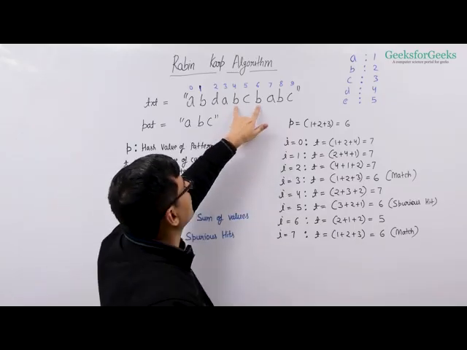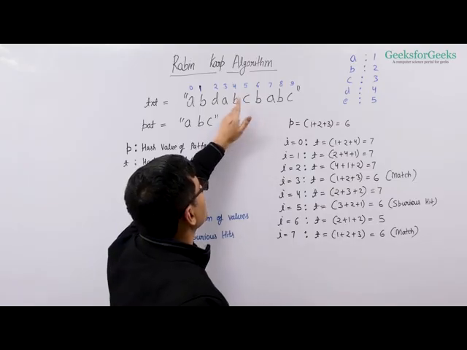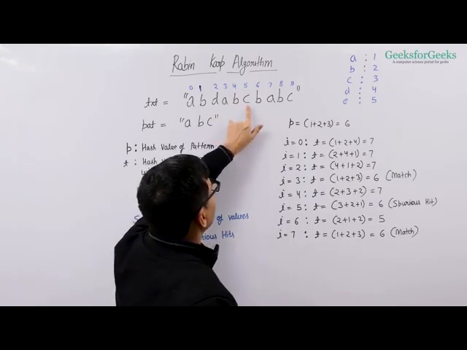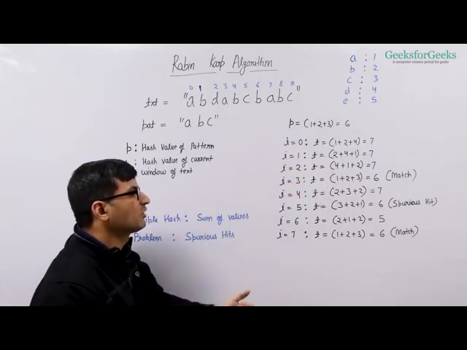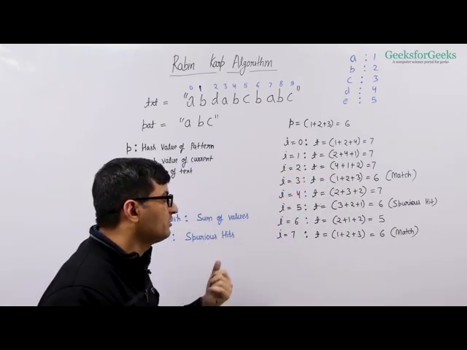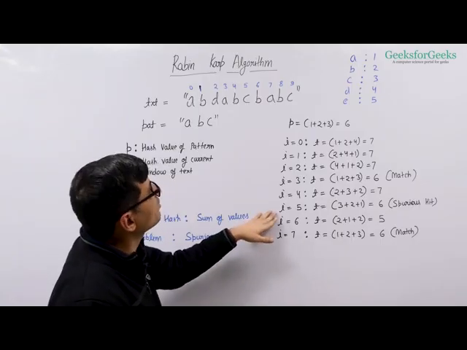For this window, we have the hash value as 2 plus 3 plus 2, which is again 7. So they do not match. Hash values do not match. We simply do not match the individual characters. Now we come to I equal to 5.